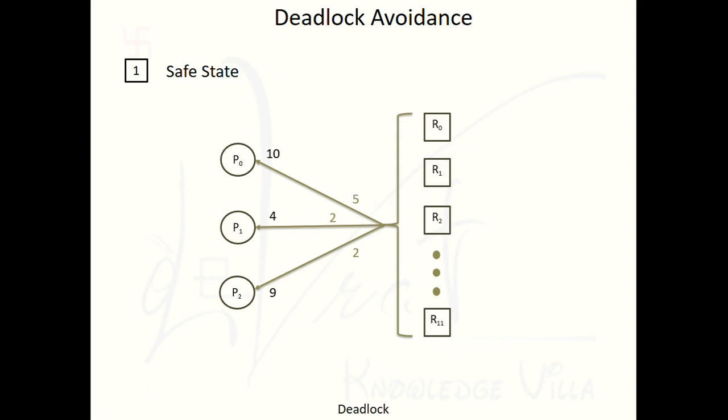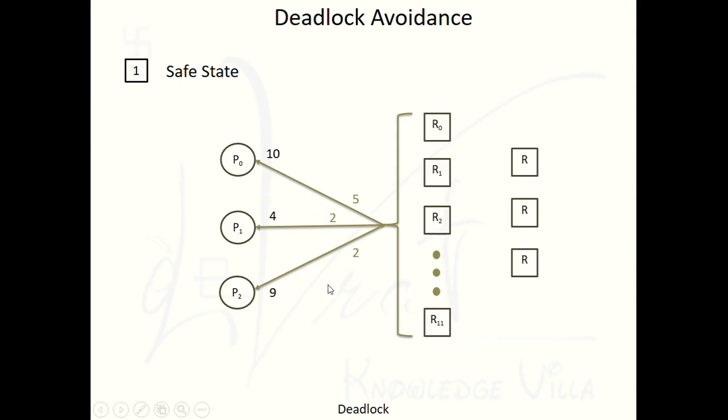So how many resources remain? There are a total of 3 resources remaining to allocate. Out of 12 we have allocated 9 resources and still we have 3 resources. We can allocate these 3 resources to any process.